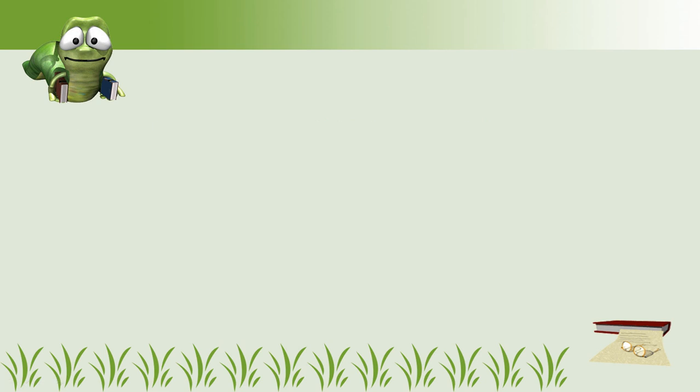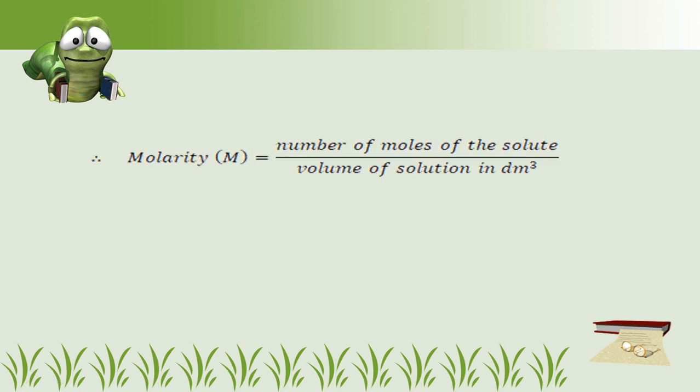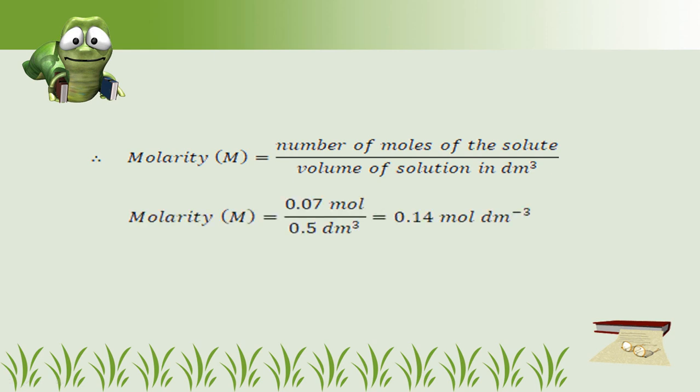Again, by using the formula for molarity, we can calculate the molarity of the NaOH solution. So molarity is equal to the number of moles of the solute divided by the volume of the solution in dm cube. By substituting the values, that is the number of moles of NaOH is 0.07 mole and the volume of solution is 0.5 dm cube, and solving this, we get the molarity of the NaOH solution as 0.14 mole per dm cube.